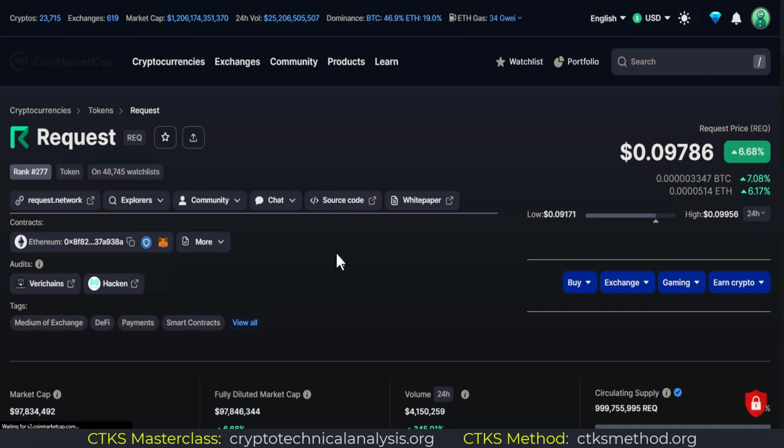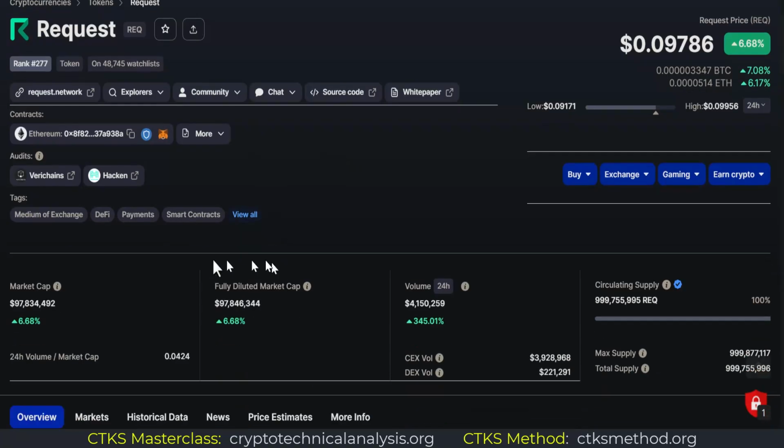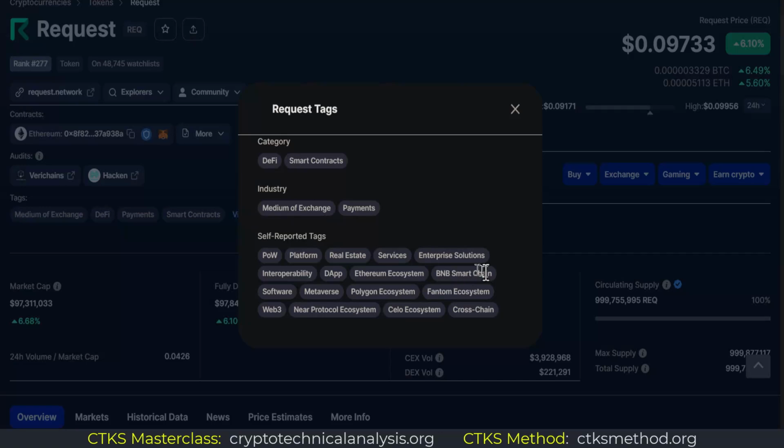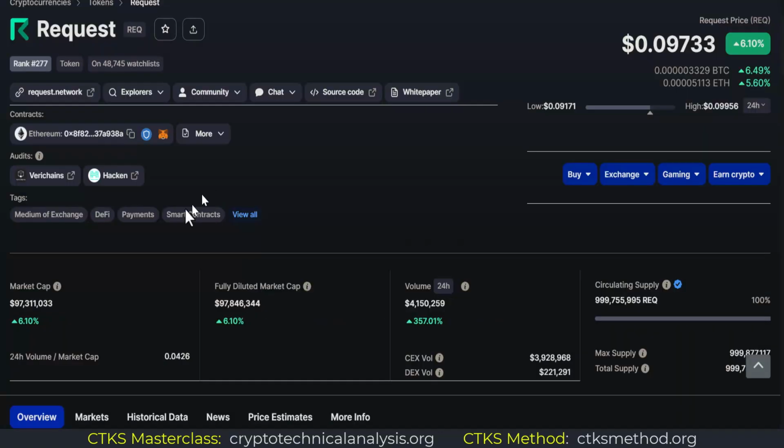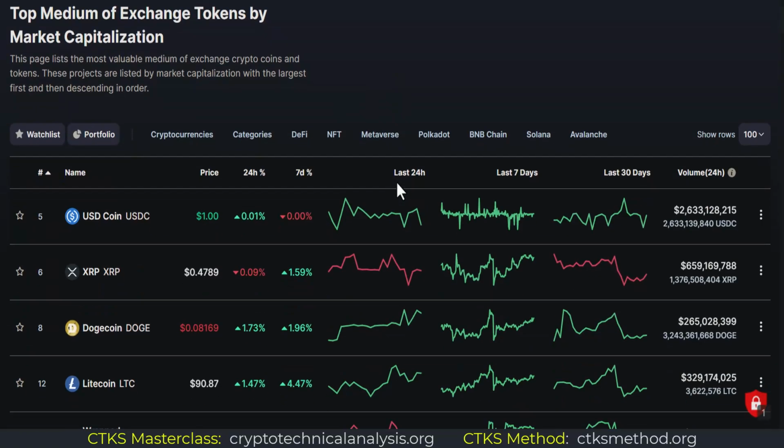What you'll actually see is Request. What does it relate to? What are the groups? It's a medium of exchange, DeFi payments, smart contracts, and you can actually extend this out and see a little bit more. What you might like to do is to go to the primary group, medium of exchange, and just click on that ticker, and then you can see the medium of exchange tokens and how they're moving.